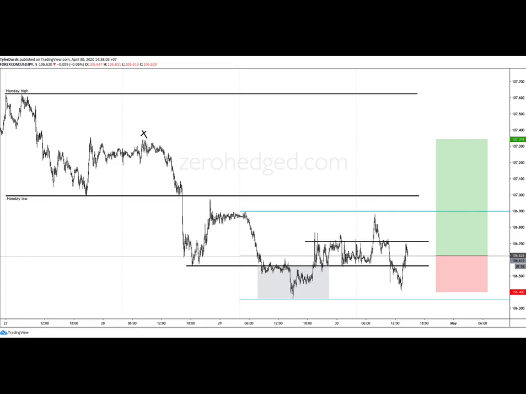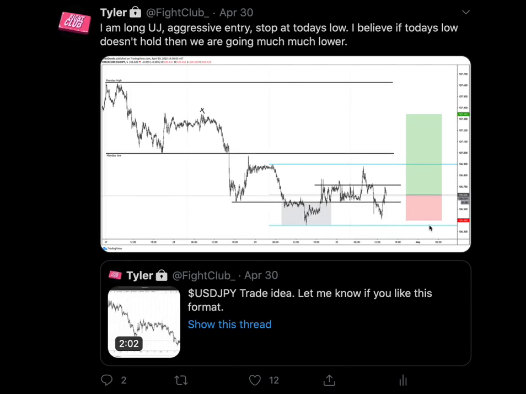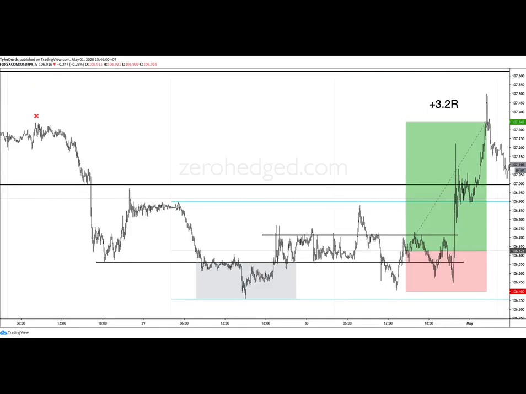Entry trigger. And then we move on to our entry point, which was long UJ, aggressive entry, stop at today's low. I believe if today's low doesn't hold, then we're going much lower. So we had the risk at the low, and as you can see, the trade went in our favor. It squeezed us a little bit, but inevitably popped into Tuesday's high, and we took 3.2 out of the market. So that's how we build a trade idea.